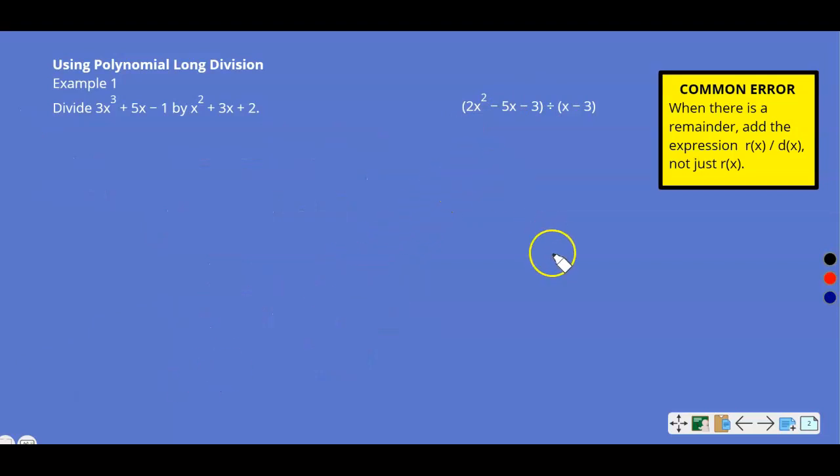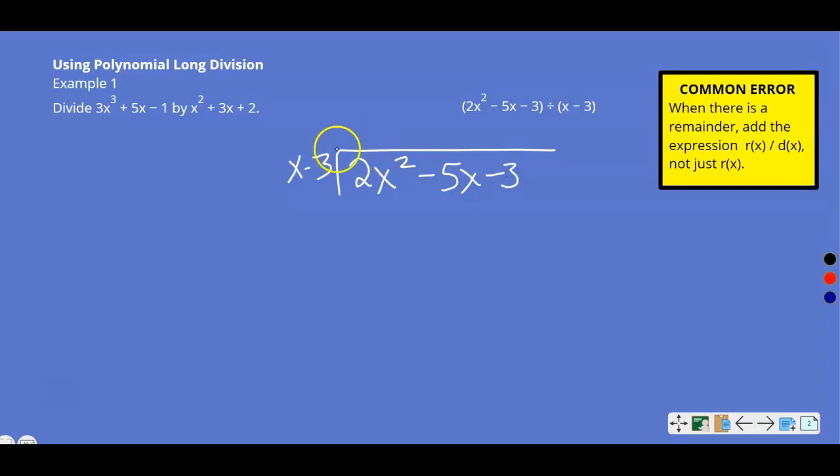All right, let's look at another example here using long division. So we've got 2x squared minus 5x minus 3 divided by x minus 3. So I'm going to have x minus 3 divided into 2x squared minus 5x minus 3. Again, we're going to look at the x and say how many times does x divide into 2x squared? That would be 2x times.